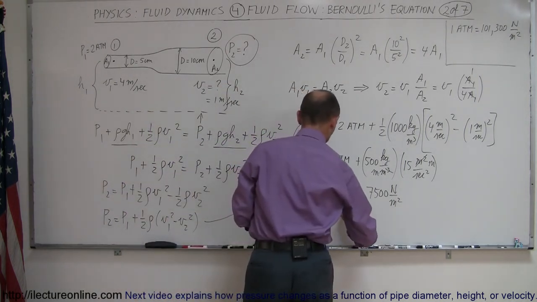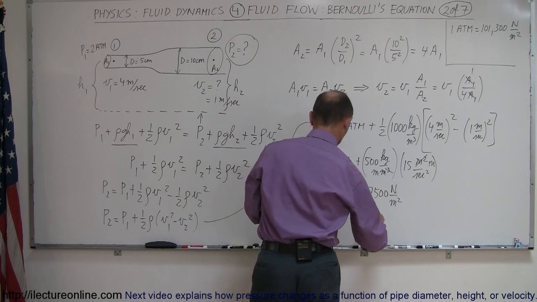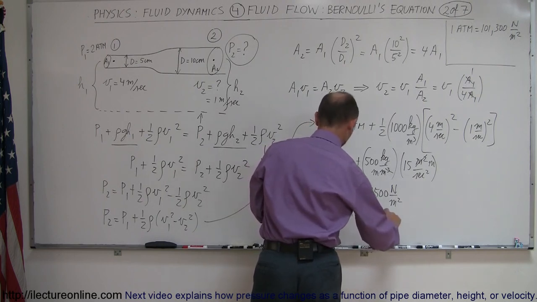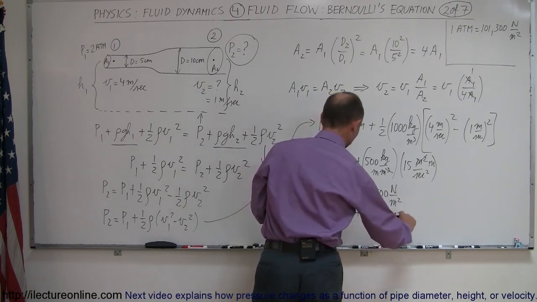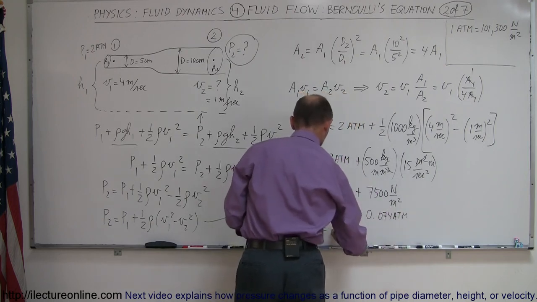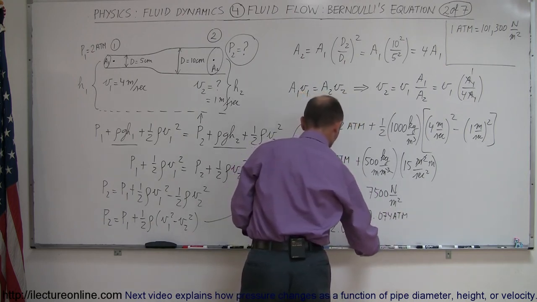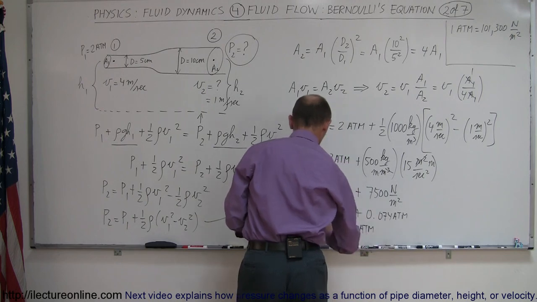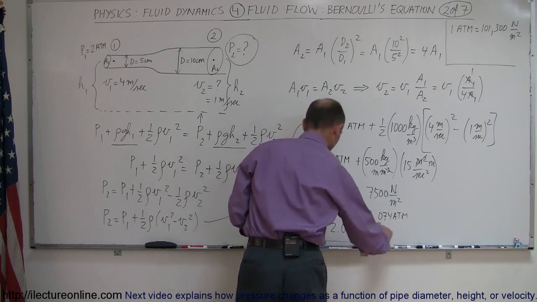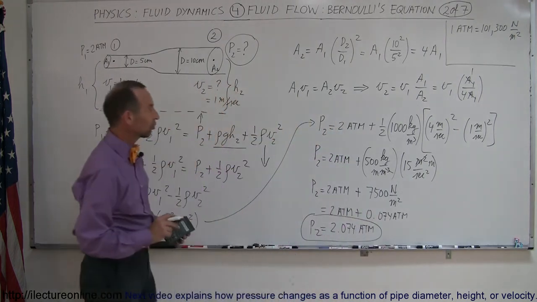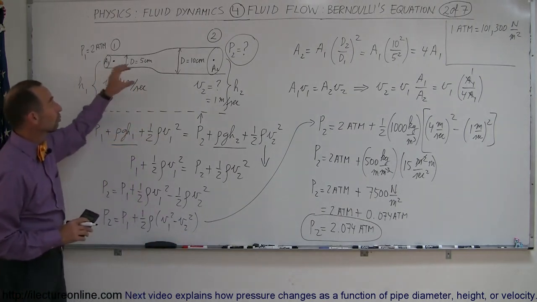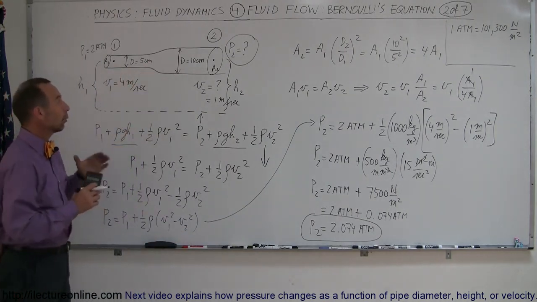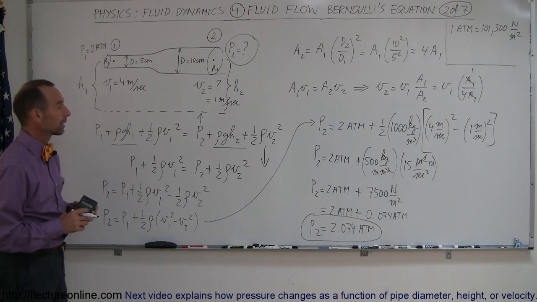2 atmospheres plus 0.074 atmospheres. And so the increase in pressure would be 2.074 atmospheres. There we go. That would be the pressure at point 2. A slight increase of atmospheric pressure due to the slowdown of the fluid in the wider section of the pipe. And that's how you work a problem like that.